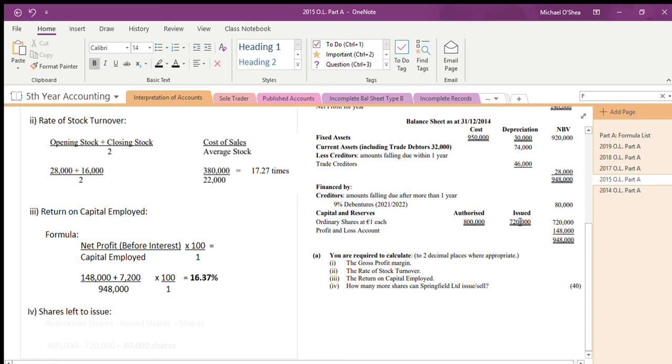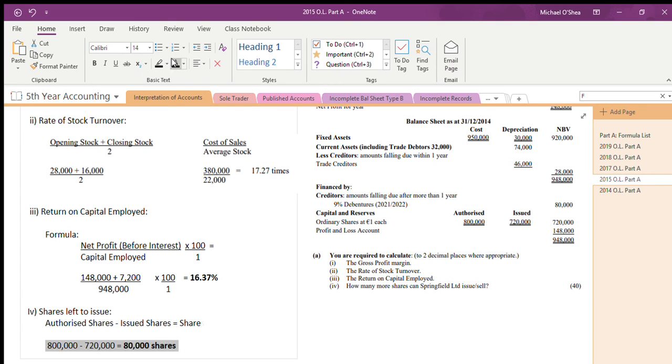How much of them have they issued? They're allowed to issue 800,000. They're authorized to do so. But they've only issued 720,000. If you're allowed to sell 800,000 of something, and you've only sold 720,000 of it, how much of it is left? Quite simply, my shares left to issue is your authorized shares minus your issued shares. 800,000 minus 720,000 is 80,000 shares left to issue.